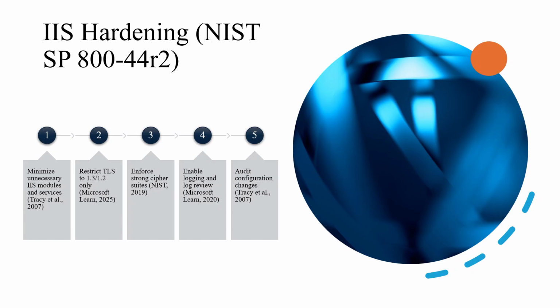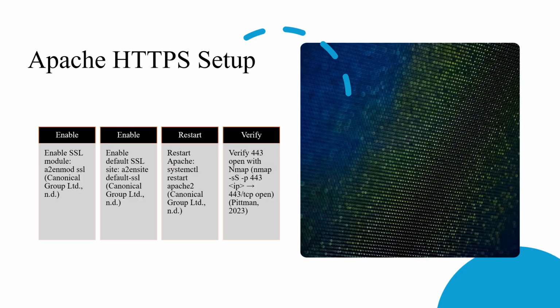Fourth, enable logging and review logs regularly. Logs provide insight into suspicious activity and help detect potential attacks. Finally, audit configuration changes. Tracking modifications ensures no unauthorized or insecure changes within your setup. Together, these practices create a layered defense that keeps IIS environments resilient against threats.